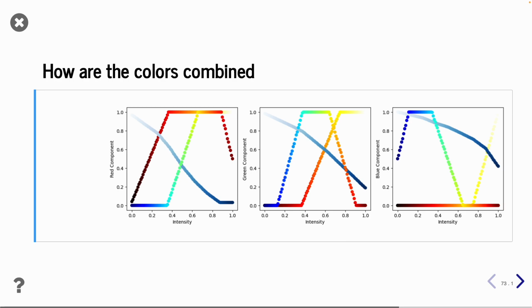And the color maps are usually combined out of 3 color channels. So we have red, green, and blue. And you can see here, the components are divided into red, green, and blue. And then you can see how the intensity is varying within the different color maps.